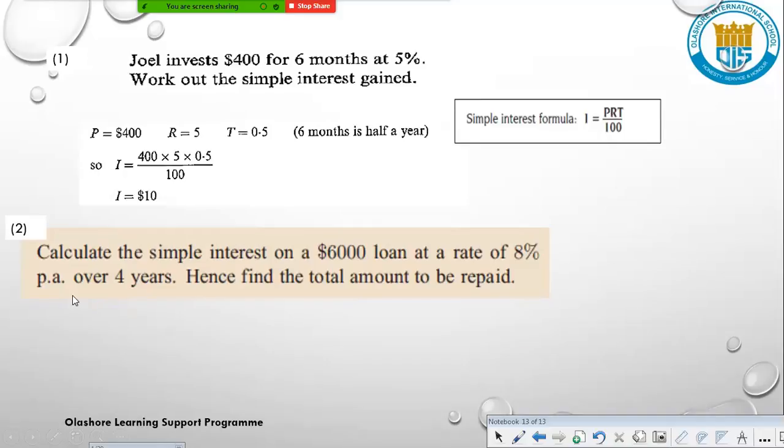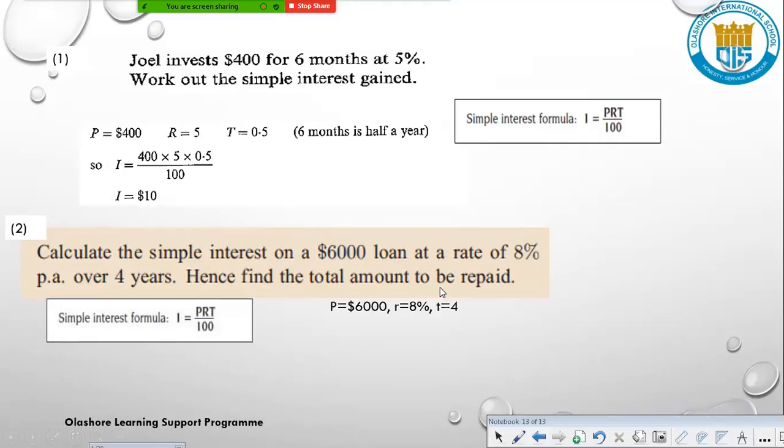Okay, let's move on. For question 2, calculate the simple interest on a $6,000 loan at a rate of 8% per annum over 4 years. Hence, find the total amount. So we're looking for amount A. First, get the interest using the formula.